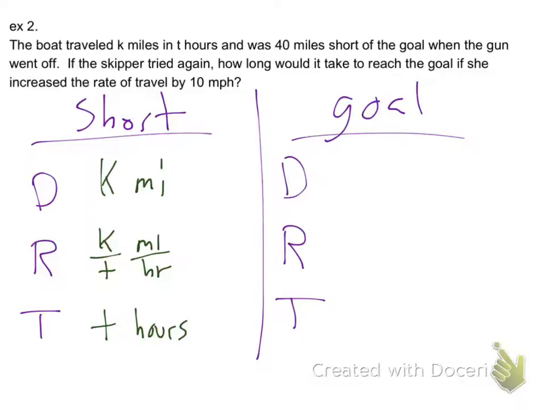Now we have to make the goal, right? How far does she actually have to go to make the goal? She's going to go 10 miles per hour faster, but how far does she have to go first? 40 miles? No, she does not have to go 40 miles. She has to go more than 40. K plus 40, because she missed the 40 miles. So now we have K plus 40. She has to go what she already traveled last time, plus the additional 40 to make it up.